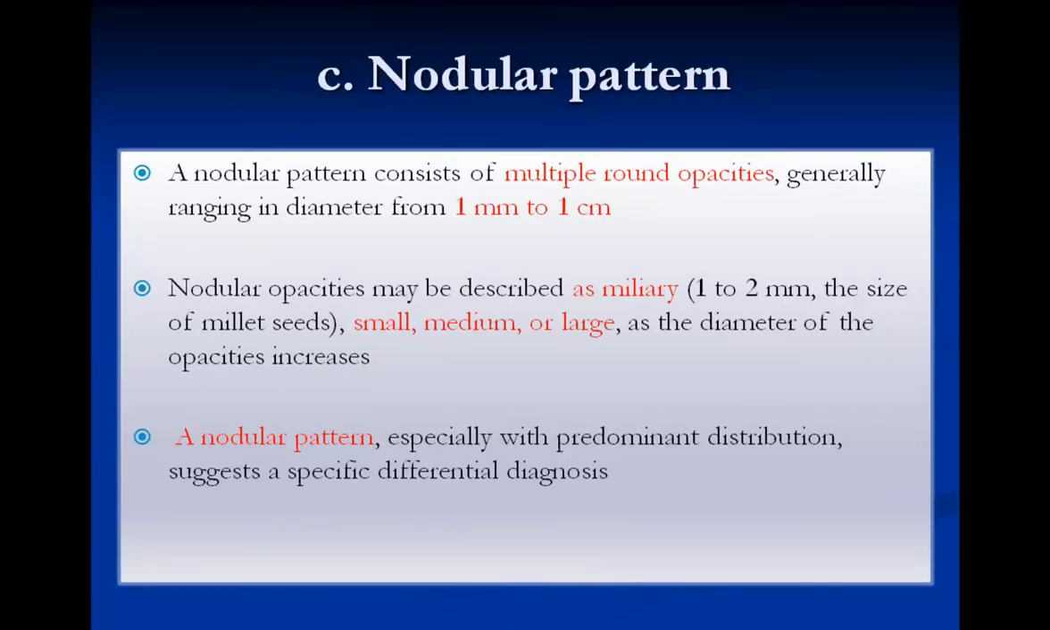Nodular pattern: the nodular pattern consists of multiple round opacities arranged in diameter from 1 mm to 1 cm. Nodular opacities may be described as miliary, 1 to 2 mm in size. They may also be small, medium, or large in size.